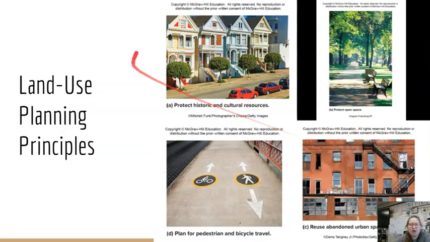So these are some townhomes, Victorian townhomes that are really famous in San Francisco. That would be an example of protecting historic and cultural resources. Parks would be protecting open space. This is for diverse transportation, so pedestrians, so walking and biking. And then this is developing where there's already development. So reuse abandoned urban spaces instead of just leaving that building abandoned and empty. Let's repurpose it if it's possible.